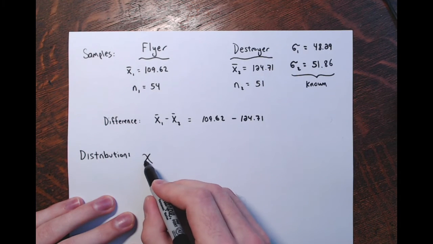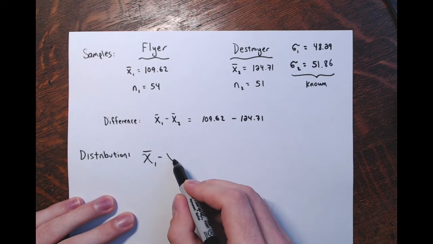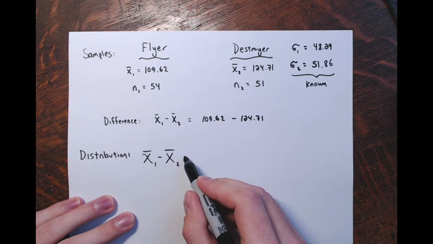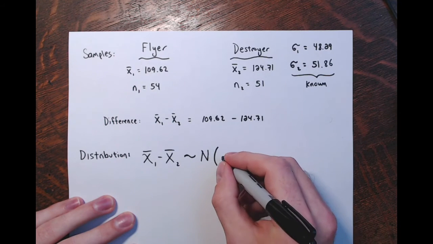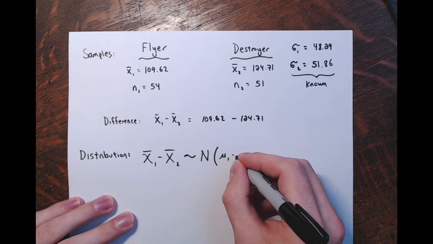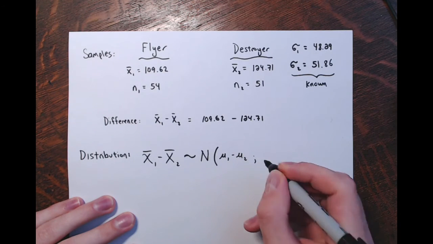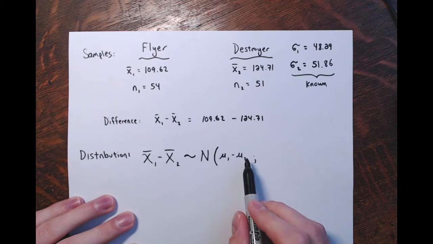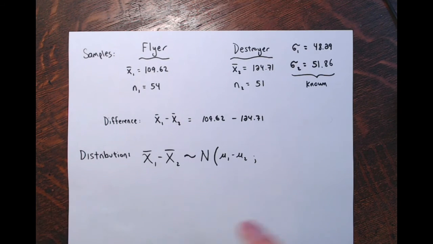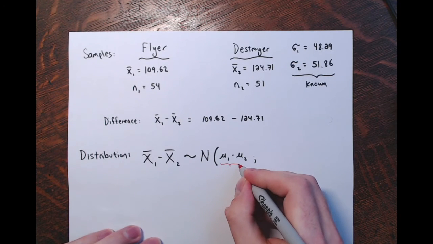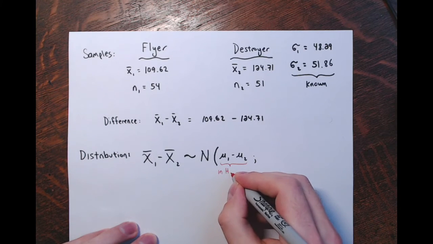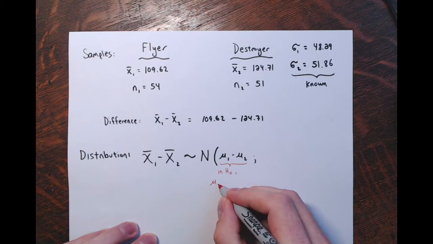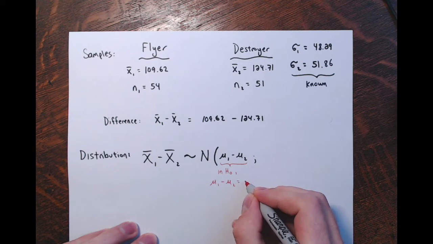The distribution of your x1 bar minus x2 bar will be a normal distribution, and the mean value is going to be mu1 minus mu2. The value of mu1 minus mu2 is going to be assumed to be 0 in the null hypothesis. I'm not setting up hypotheses here, but in the null hypothesis, H0, mu1 minus mu2 will be assumed to be equal to 0.